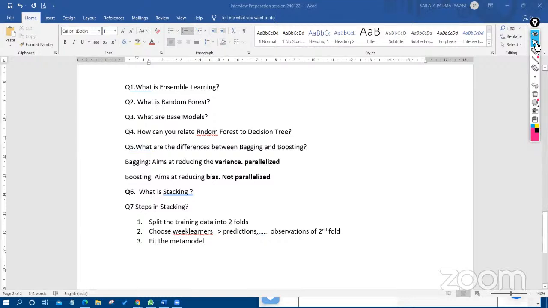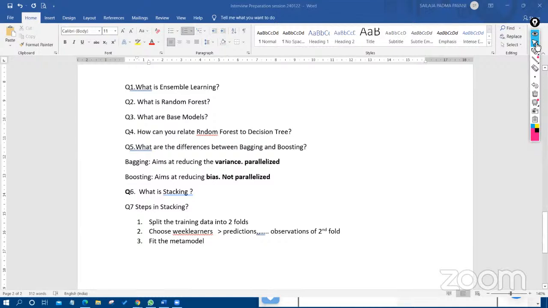For example, as we have discussed, fitting a meta model on the out-of-fold predictions. What is the out-of-fold here? Two folds we have taken, so the out-of-fold is the second one, right? Out-of-fold predictions can come from any cross validation you may do, maybe k-fold cross validation, right? I'm just generalizing the meta model and meta learning. I think you have understood.